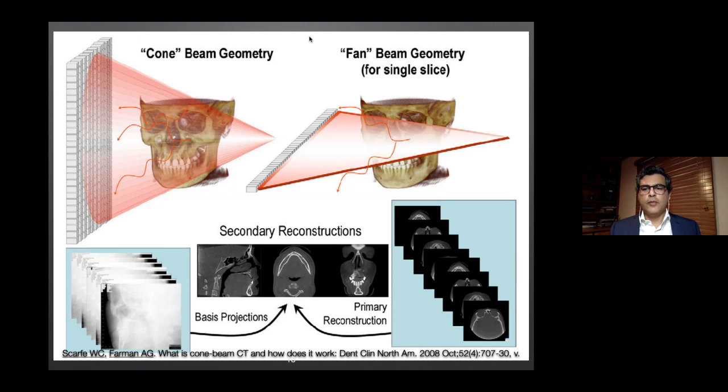The second main difference is that the basis images, or the raw images, or the basis projections, in cone beam CT are lateral head kind of projections that you can see in the lower left corner. With conventional CT, the basis projections are axial views, as you can see in the lower right corner. But the end result is exactly the same. If you take two scans of the same patient with cone beam CT and conventional CT, what you're seeing on the screen as a clinician is exactly the same, because all that data is processed by algorithms which present the final image, as you can see in the middle lower part of the screen.